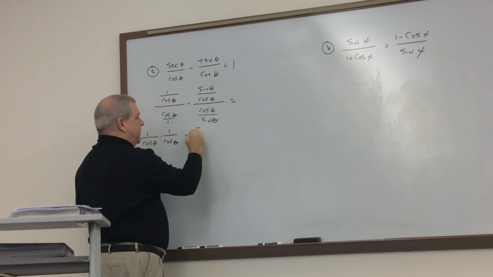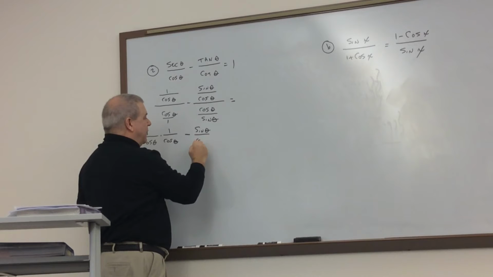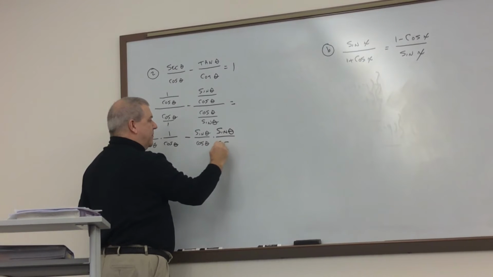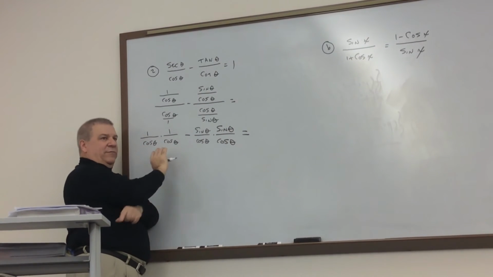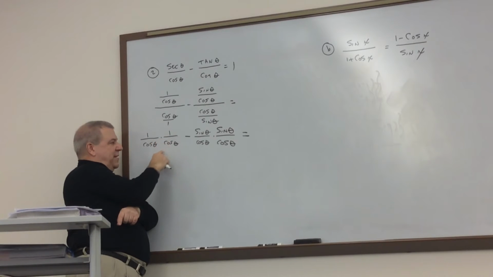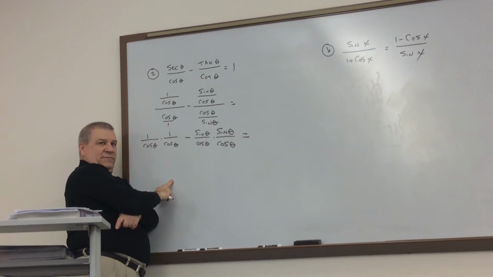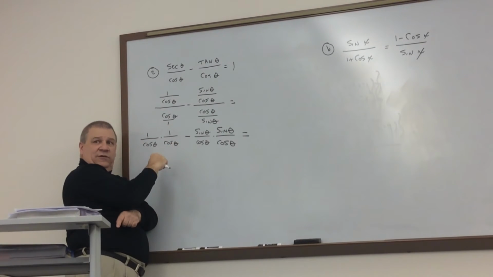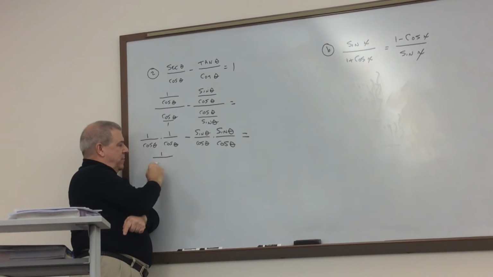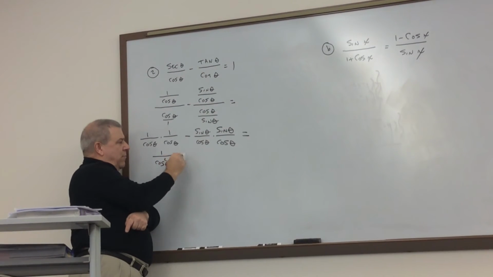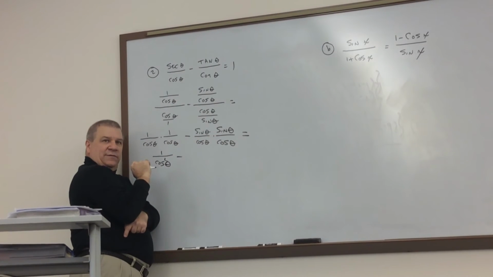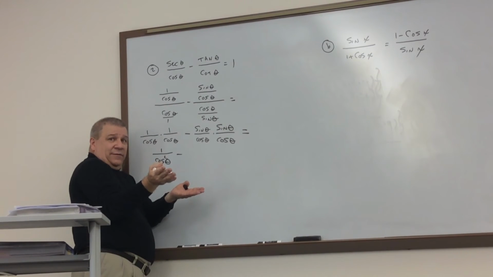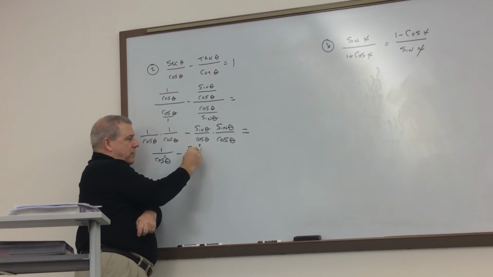And then minus, this would be sine of theta over cosine of theta, times the reciprocal, which is sine of theta over the cosine of theta. Now, follow this. What's this times this, right here? What's this fraction times this fraction? Let's multiply. 1 over cosine squared. Minus, what's this one times this one? It's normal to multiply fractions. Sine squared over cosine squared.